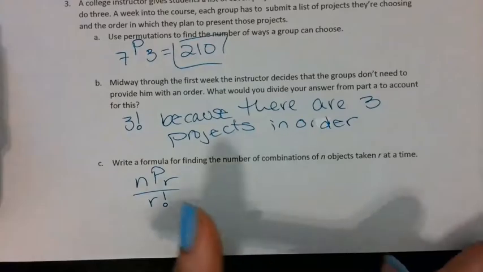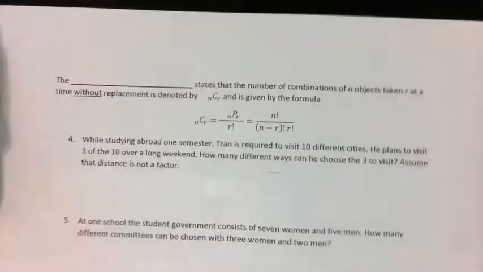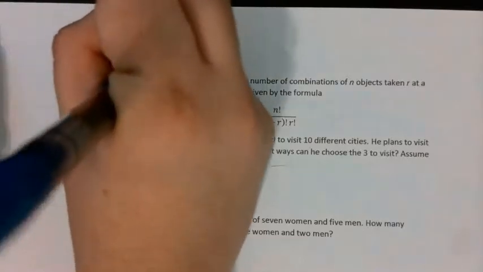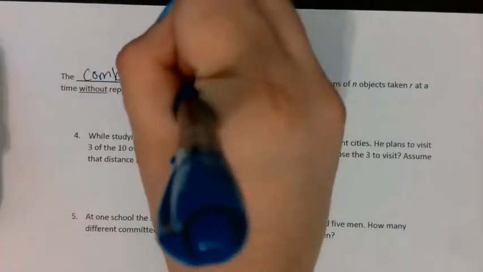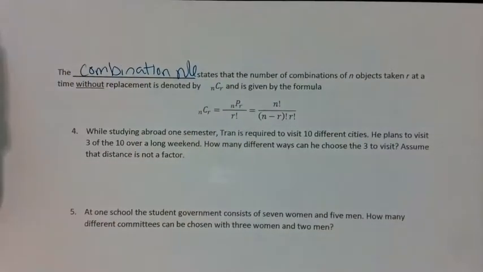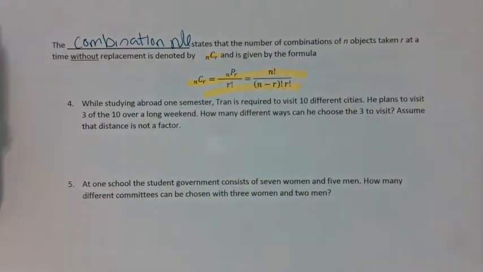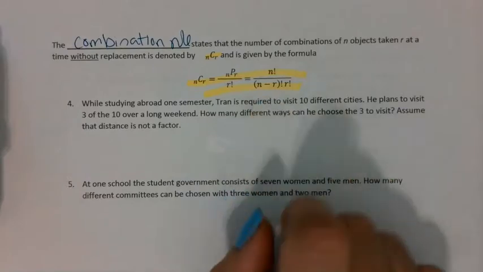Okay. So on the back, we have the combination rule. And this states that the number of combinations of n objects taken r at a time without replacement is denoted by nCr, and it's given by this formula. So you can either type it in if your calculator has the combinations, or use the last formula if it doesn't.